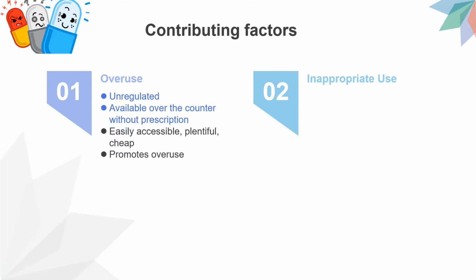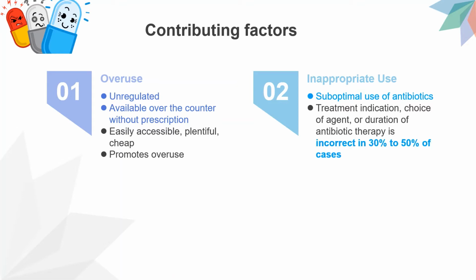Secondly, inappropriate use. This means to prescribe antibiotics in a way that is not optimal for killing bacteria, such as matching the wrong bacteria to the wrong antibiotic. This allows some bacteria to survive and pass on their resistant genes. In fact, studies have shown that treatment indication, choice of agent, or duration of antibiotic therapy is incorrect in 30% to 50% of cases.